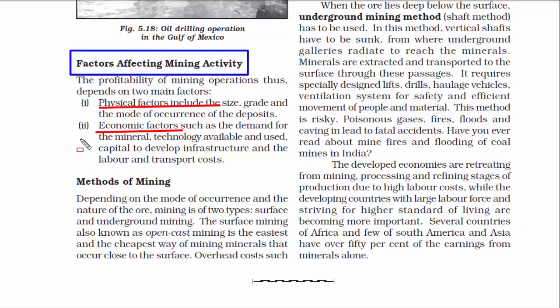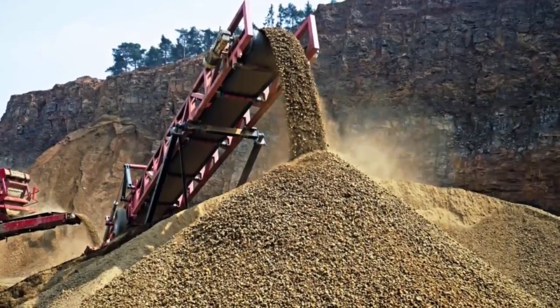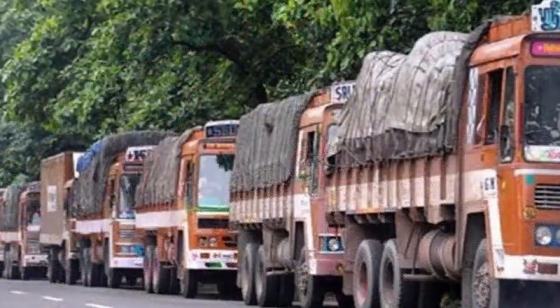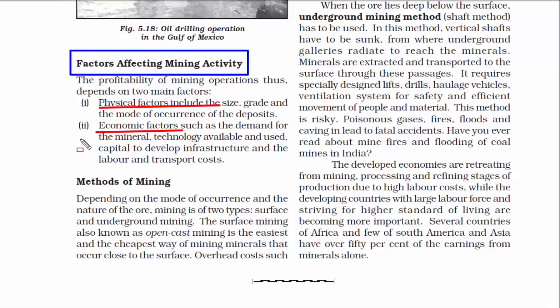To successfully perform any activity, the cost associated with that has to be taken care of. You cannot just continue mining and pile up all the mineral deposits without even thinking about demand. Since mining is an expensive activity, demand has to be sorted out well in advance so that there isn't any major loss. Now let's understand the methods of mining.